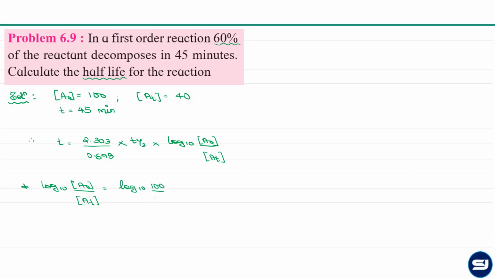तो this will be 100 by 40, which is 10 by 4, which is equal to log of 2.5. Now find the log of 2.5 और जो भी वैल्यू आएगा वो यहाँ पर आप सब्स्टिट्यूट करोगे. Okay, sir. ठीक है, so now the t half is to be found, which will be equal to t into 0.693 upon 2.303 और जो भी log 2.5 का वैल्यू आया वो यहाँ पर डिवाइड हो जाएगा and you will get the answer in minutes.